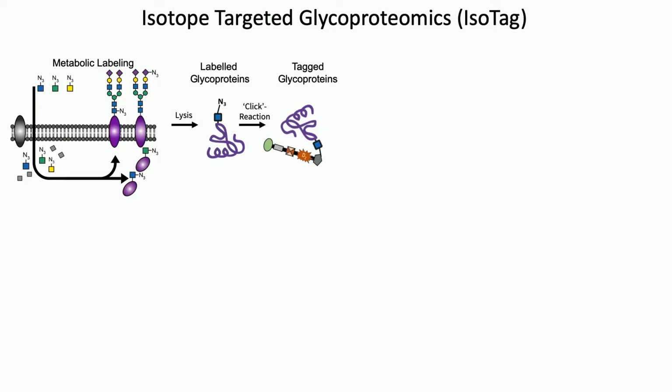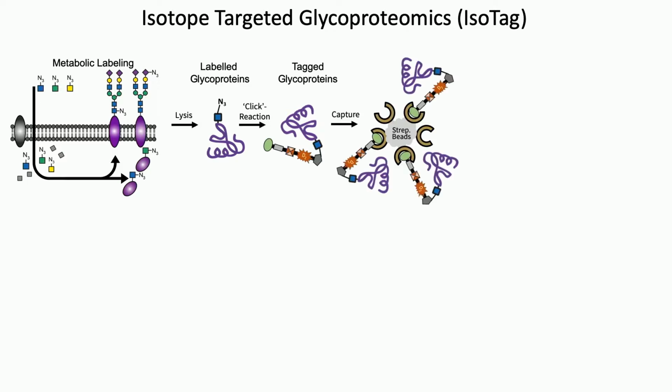But once we've clicked this probe and therefore tagged the glycoproteins, we're able to capture them with streptavidin beads. That's because the little green ball is a biotin group, which binds with very high affinity to streptavidin. Now the glycoproteins have been separated from all the other molecules from the cell lysate, and that enrichment will make them much easier to characterize.